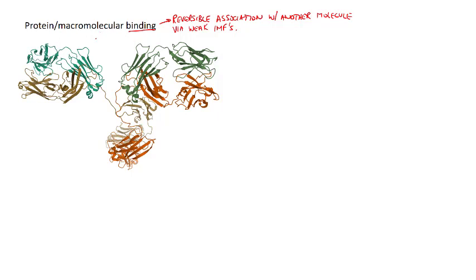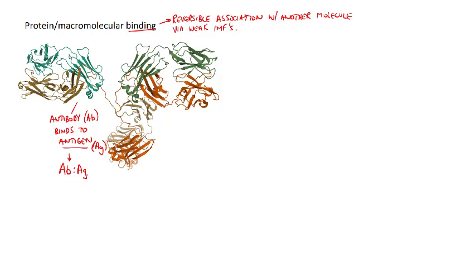So, examples of protein macromolecular binding. This protein molecule that we show right here is an antibody. And antibodies, their entire function is they bind to foreign substances that are called antigens. The abbreviation for antibody is capital AB, and the abbreviation for antigen is capital AG. And they form a complex. And the way we indicate the complex is AB colon AG.